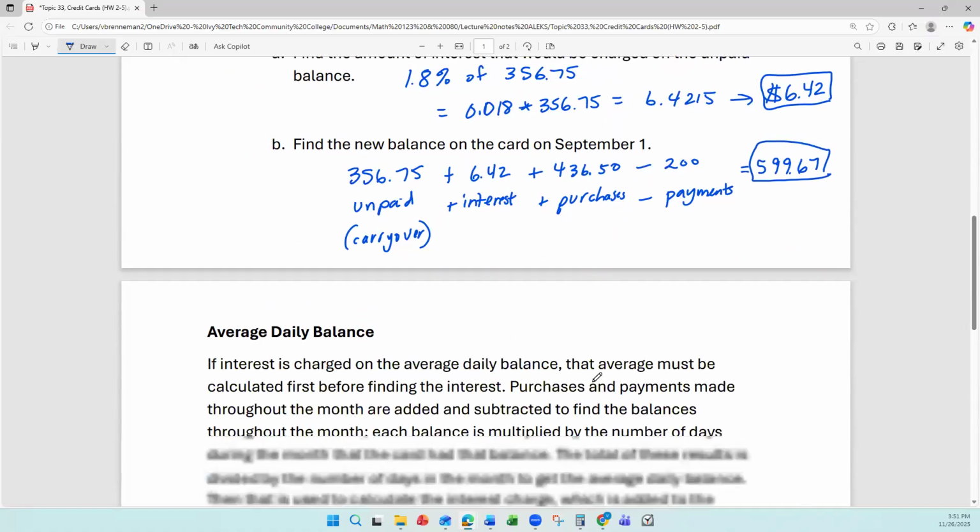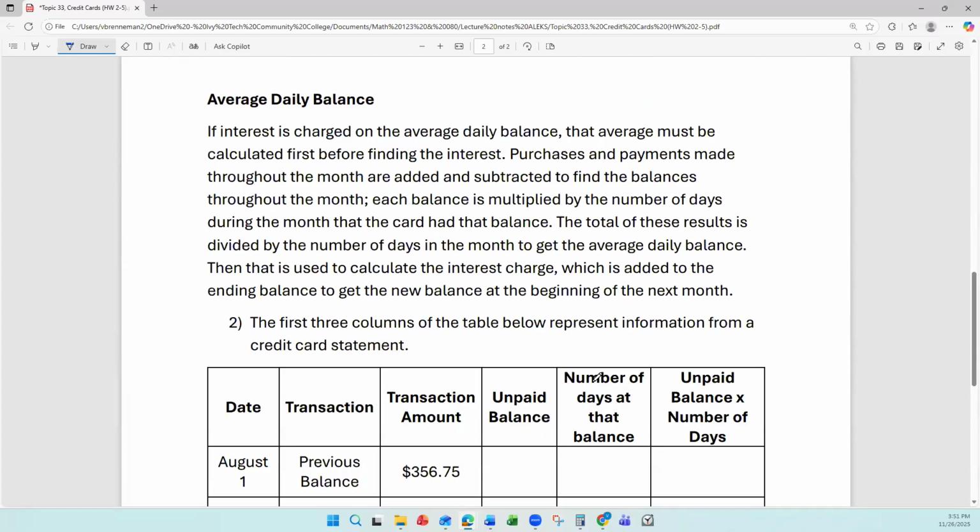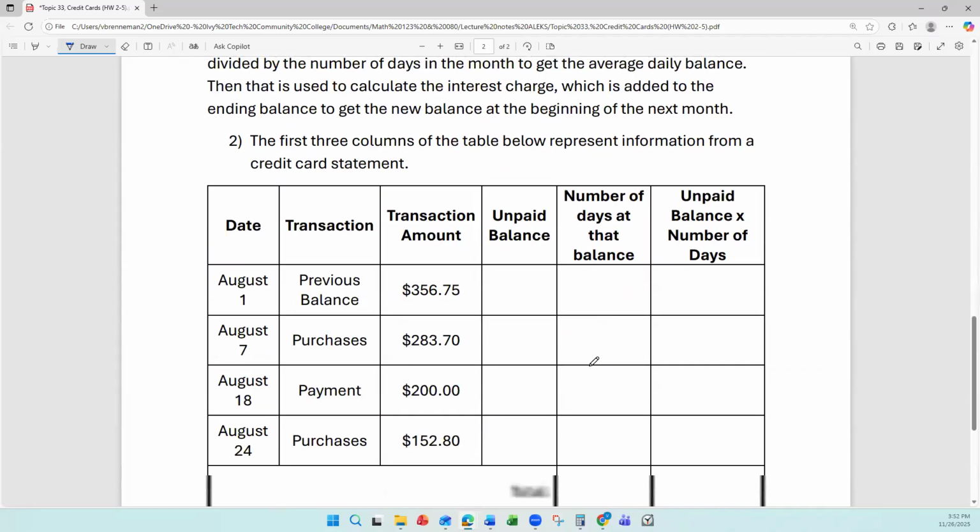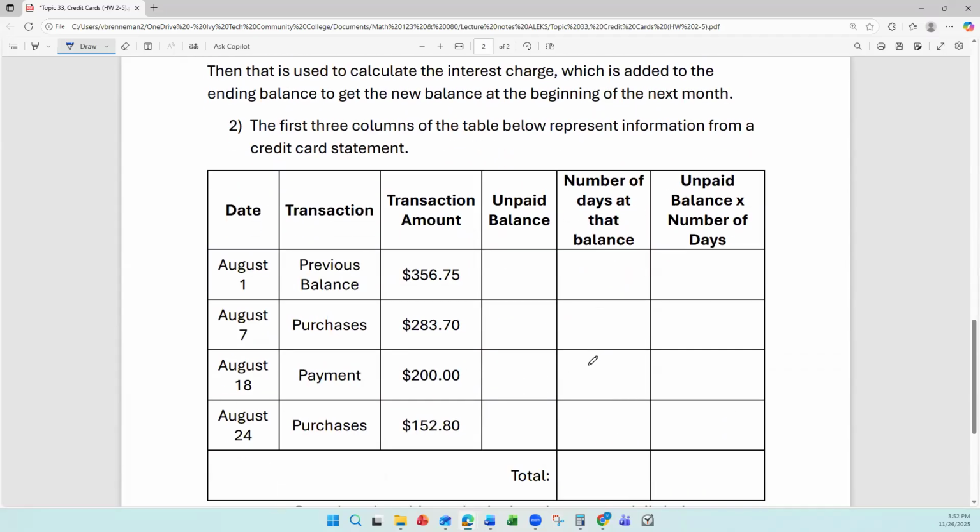All right, then the other way is, instead of using the carryover balance, it uses the average daily balance. This benefits you if you make a payment earlier in the month or make purchases, like making payments throughout the month versus just at the end of the month. This is less commonly used. It's also a much more complicated calculation, but you will have a table in ALEKS that will walk you through the steps. So first, unpaid balance.